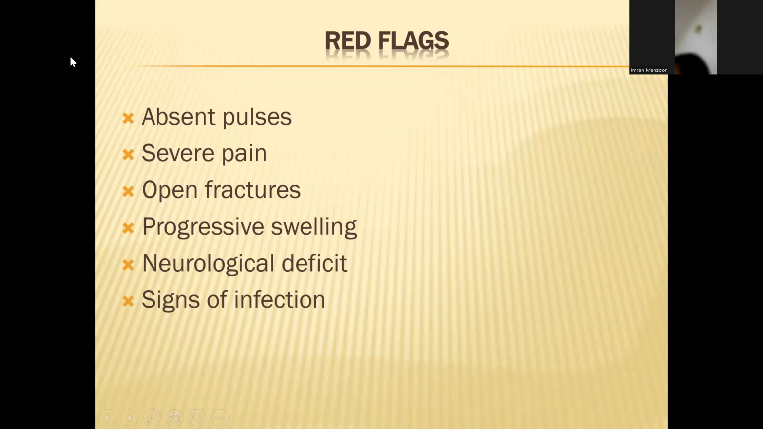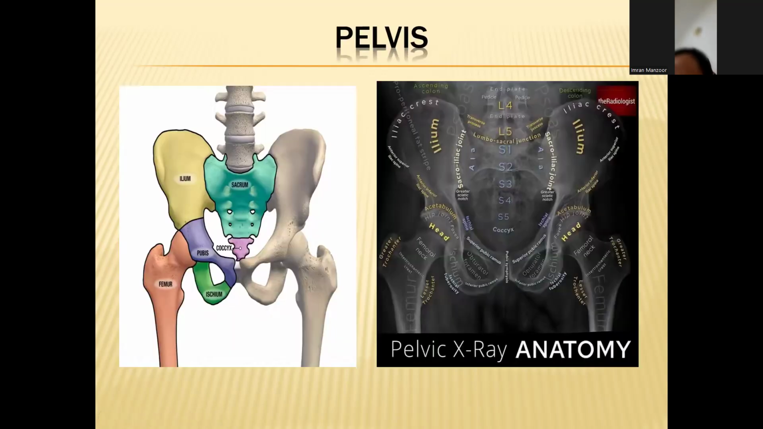So we will discuss the lower limb injuries according to the location and by parts. First of all, we will discuss the pelvis. As we know, the pelvis is formed by the combination of different bones like the ilium, ischium, pubic bone, and the sacrum. In the second picture, we can see the radiological anatomy of the pelvis.